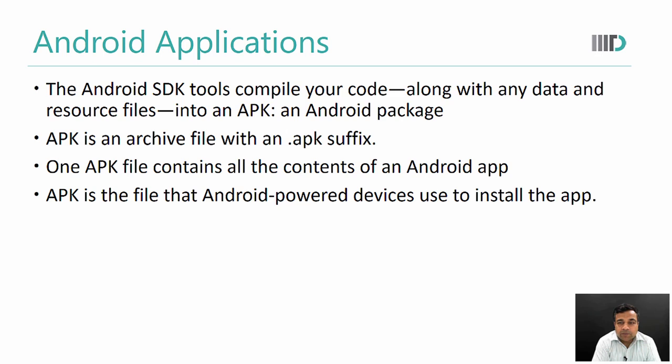Your Android SDK tools compile your code along with any data and resource files into an APK file. An APK file is an Android package file with the suffix .apk, as you may have seen when you developed your application. This is along the same lines as JAR for Java archive files or other archive files that you may have used earlier in your programming career. In Android, the one APK file that you create for your application contains all the contents of an Android app. That means all the resources that you have been using, all the executable code, etc.